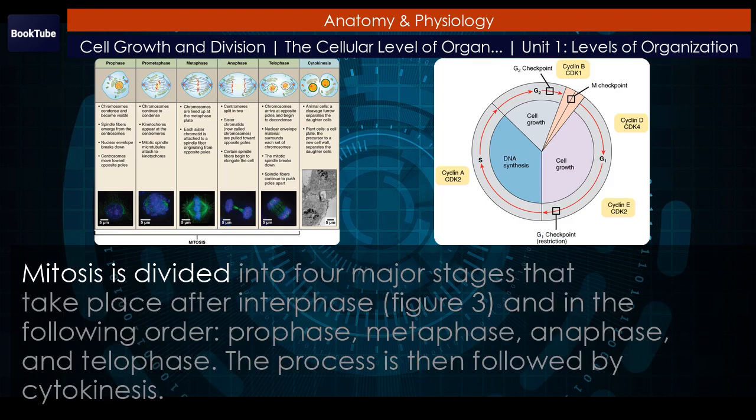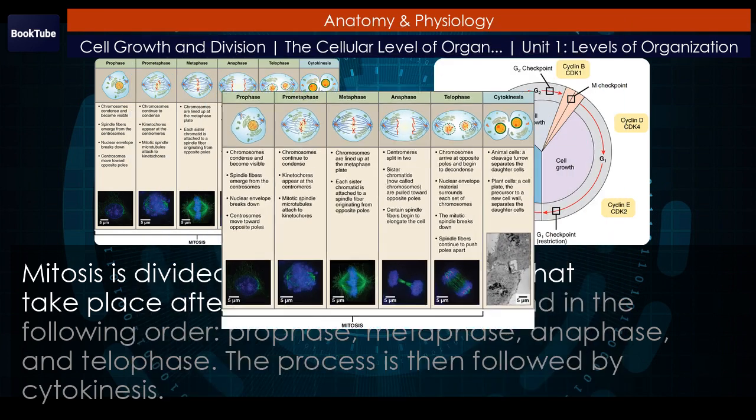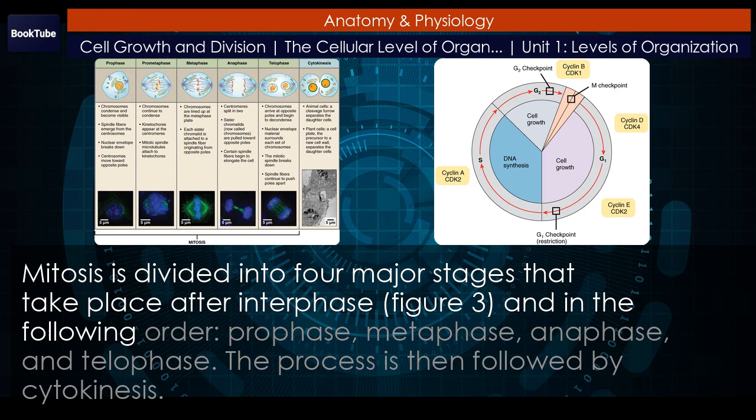Mitosis is divided into four major stages that take place after interphase. Figure 3. And in the following order: prophase, metaphase, anaphase, and telophase. The process is then followed by cytokinesis.